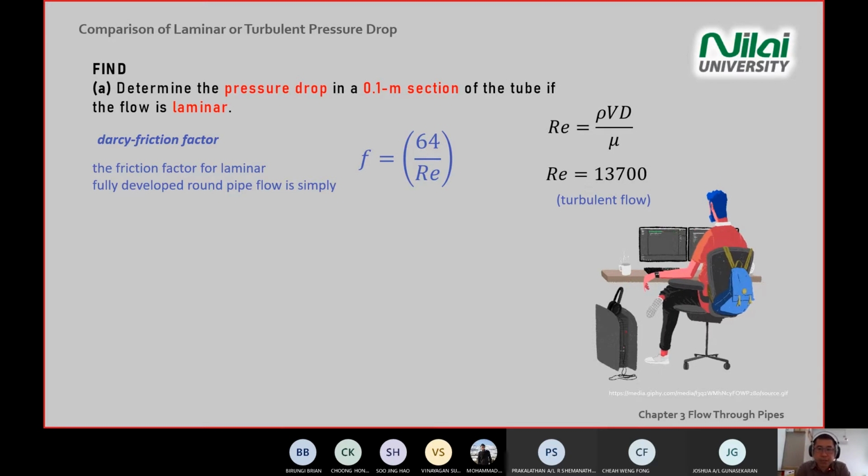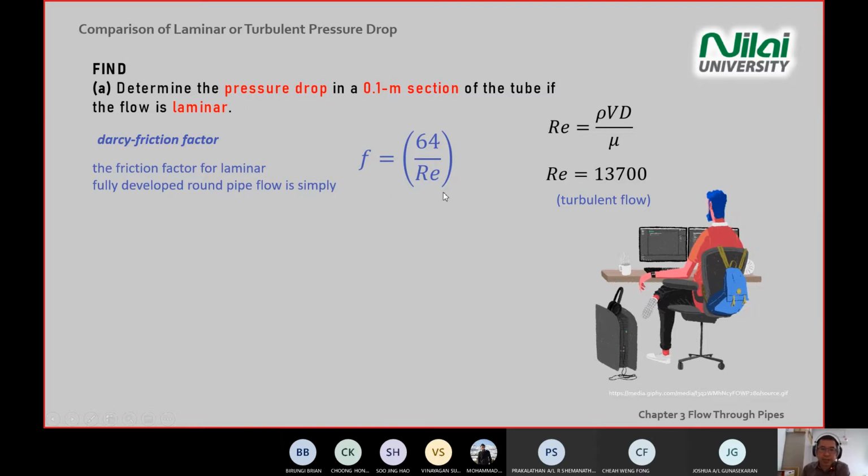Okay, now just now our Reynolds number is 137 something, right? So I just simplify it to 13700. So I take this number, all right? So 64 divided by 13700, I get my Darcy friction factor. And again, this equation 64 divided by Reynolds number is only applied for laminar fully developed round pipe. So be careful when you want to use the equation.